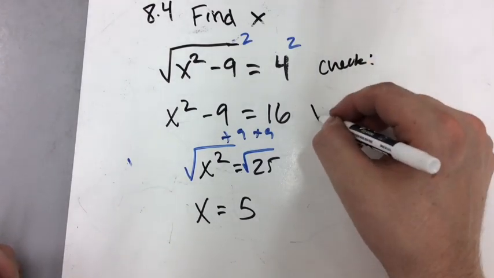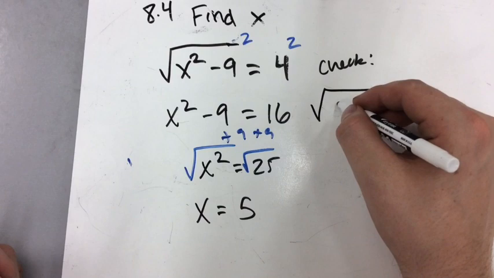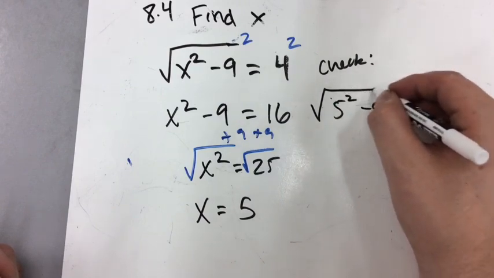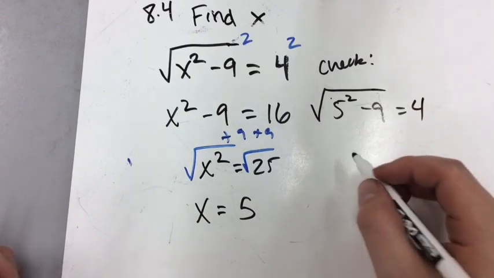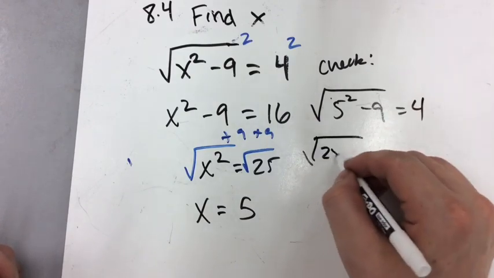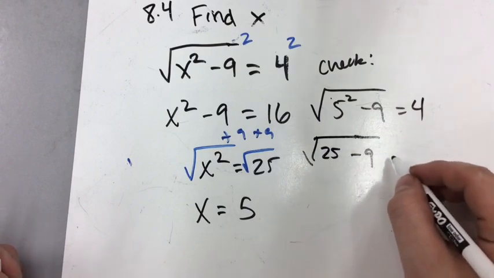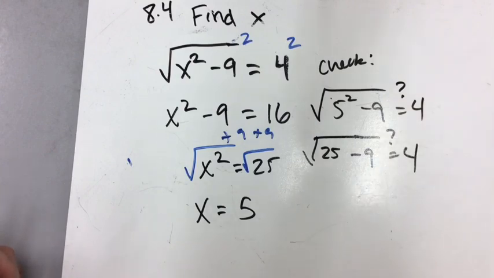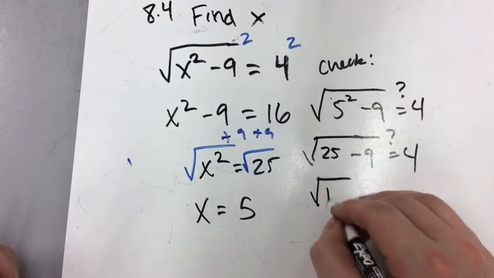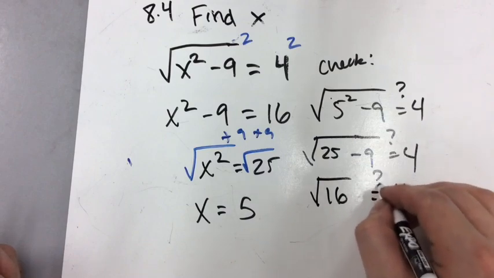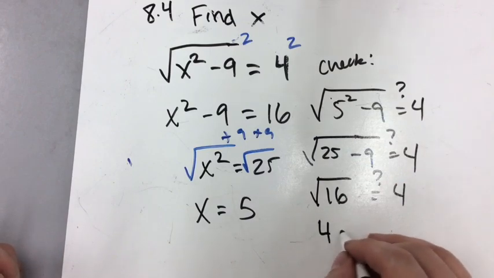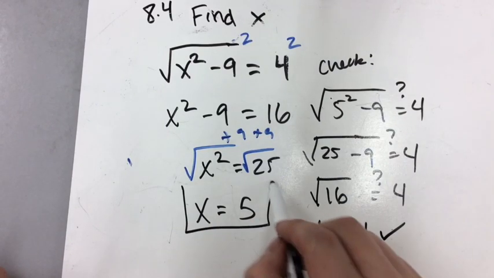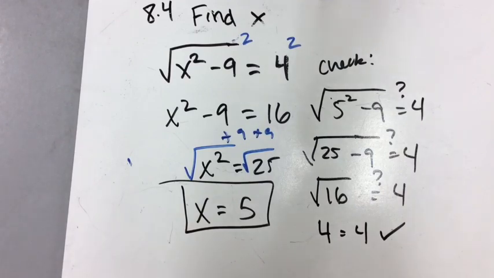So let's check this. The radical of 5 squared minus 9 equals 4. 5 squared is 25. Minus 9. Does this equal 4? I guess I should be putting question marks right here because I just don't know yet. So this is root 16 equals 4. Well, yeah, I can confidently say that 4 does equal 4. So my check has worked, and I can now come back and say that x does indeed equal 5. Let's do one more.